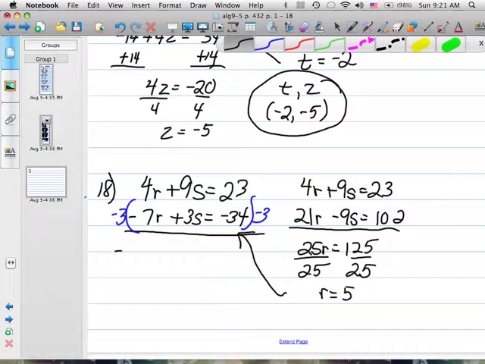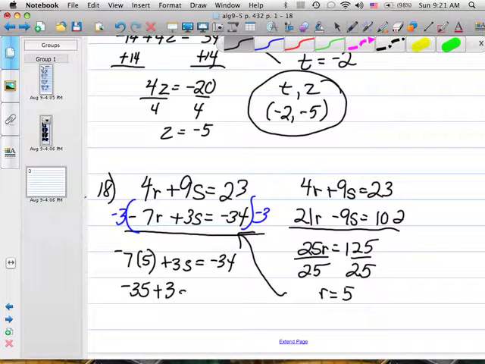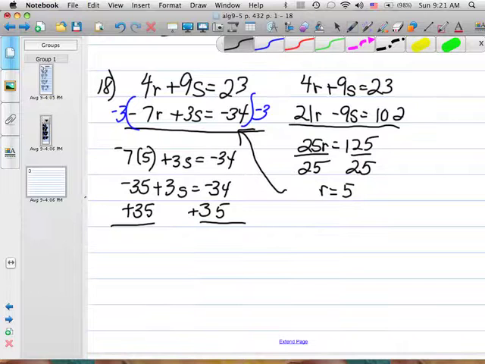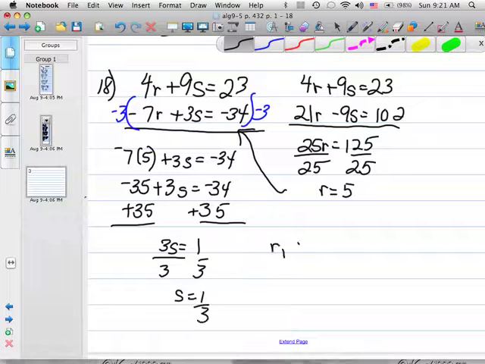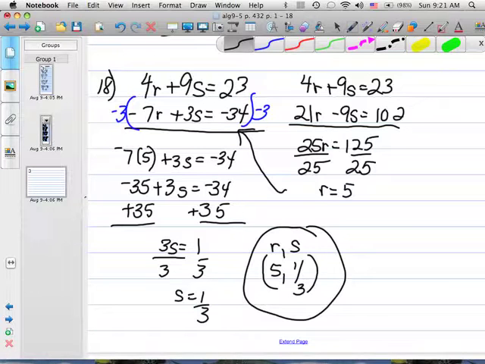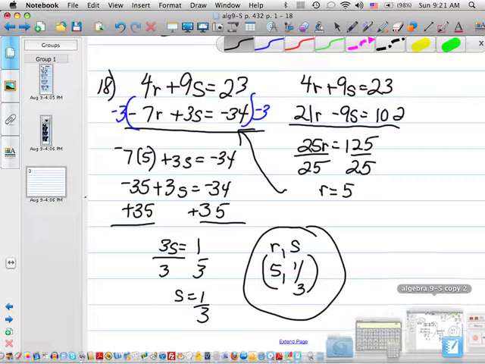Substituting, I'll just take the bottom. -7 times 5 plus 3s equals -34. So I get -35 plus 3s equals -34. Add 35, and I get 3s equals 1. Divide by 3, and I get s is 1/3. Ordered pair is rs, so it'd be 5 and 1/3. That concludes the evens. Be sure you check the back of the book for the odds for the answers.